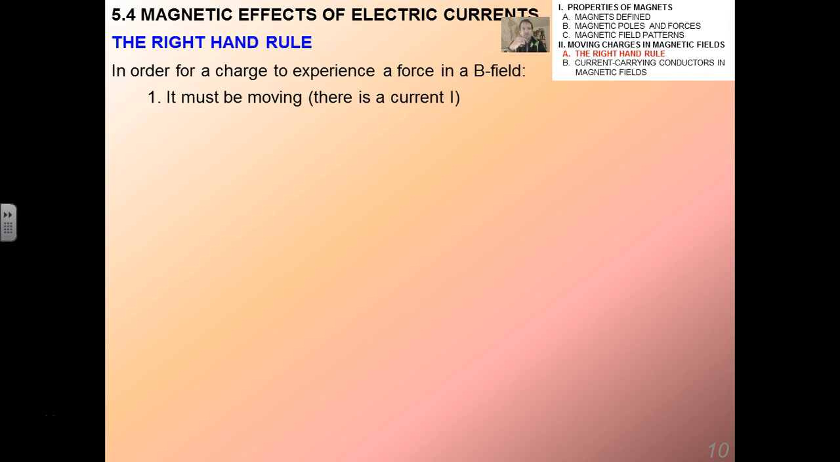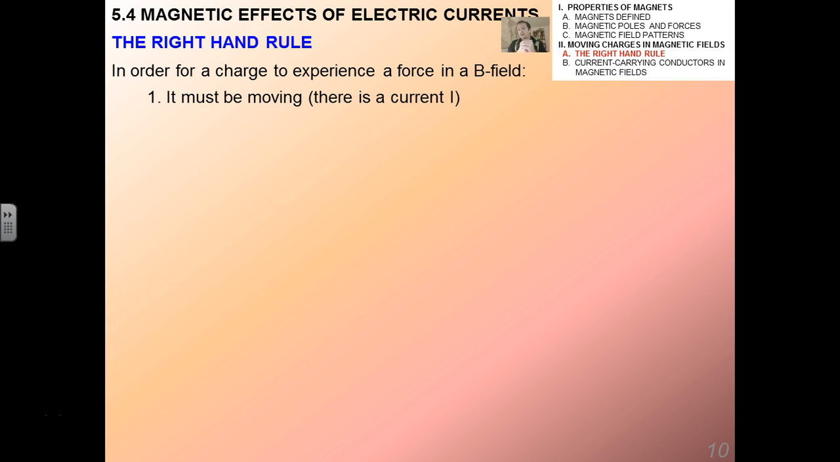Students, welcome to the second video in topic 5.4. We've talked about magnets. We defined what a magnet is. We talked about poles and forces and magnetic field patterns. So what we're going to do is get into the nitty-gritty of how to quantify how moving charges behave when they enter magnetic fields. And I'm going to introduce to you something called the right-hand rule.